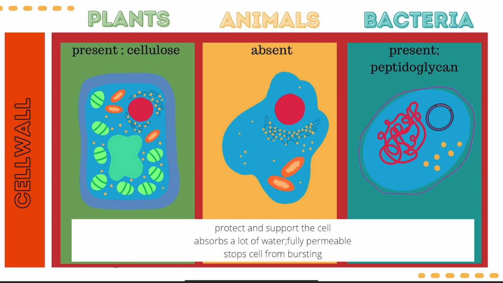Cell wall are opposite of your cell membrane. They are permeable, meaning anything and everything can pass through them because there is a very big hole in between the fibers of these cell wall. Okay, so once again, plants cell wall is made up of cellulose, but for bacteria, it is known as peptidoglycan.